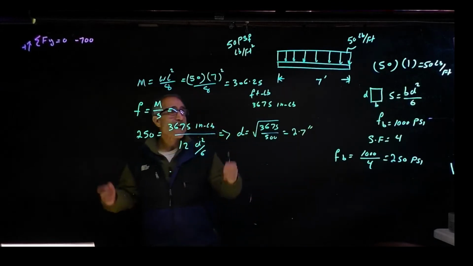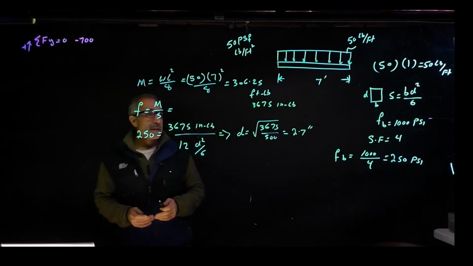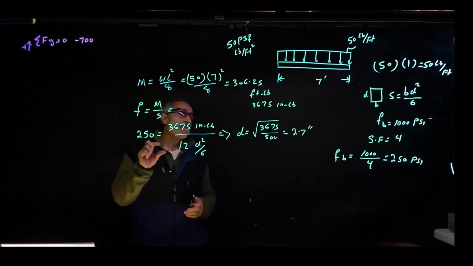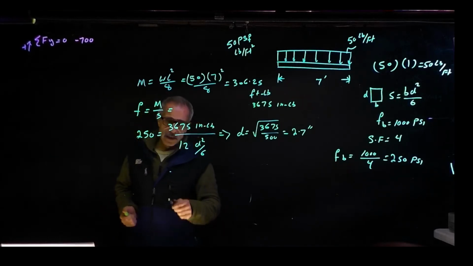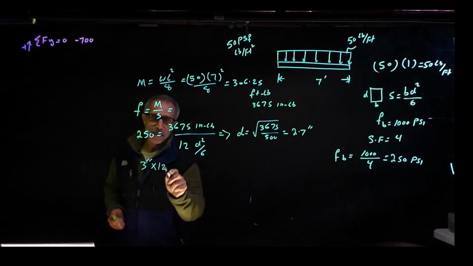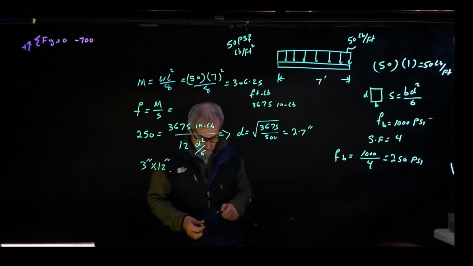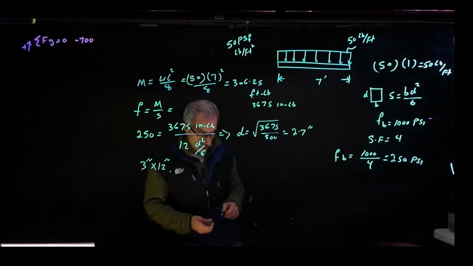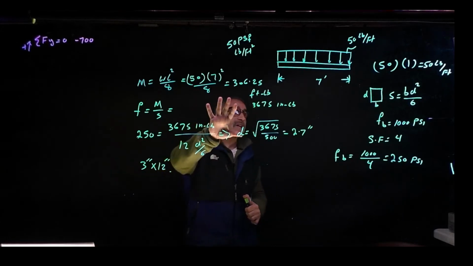So now the plank for this scaffolding has to be a minimum of 2.7 inch thick. So we can use 3 inch by 12 planking. That's the minimum. You can always use, depending on what you have on site. But that was for the decking itself.